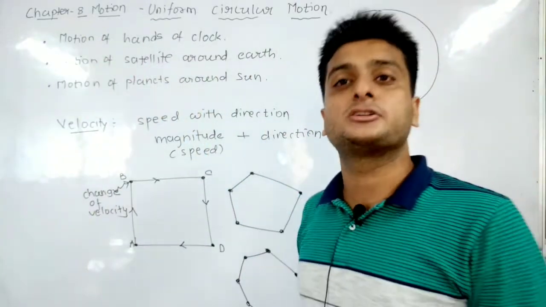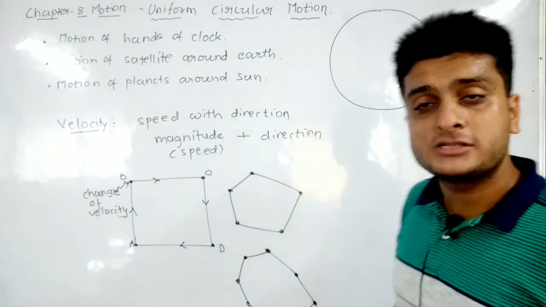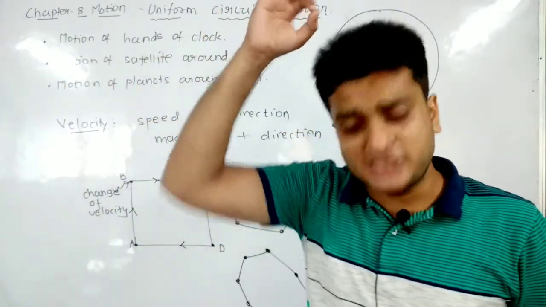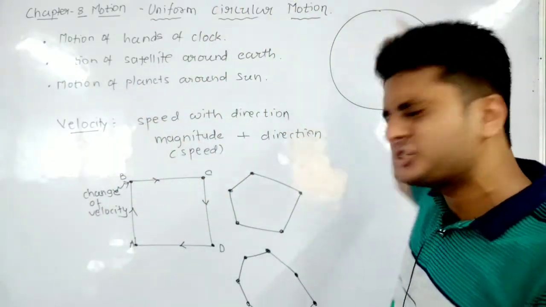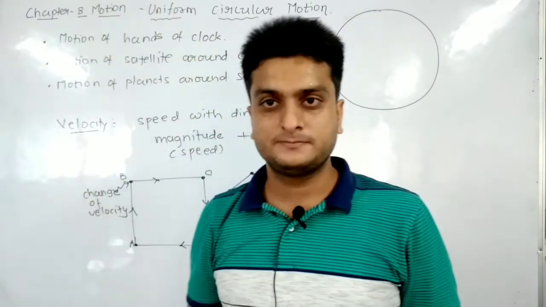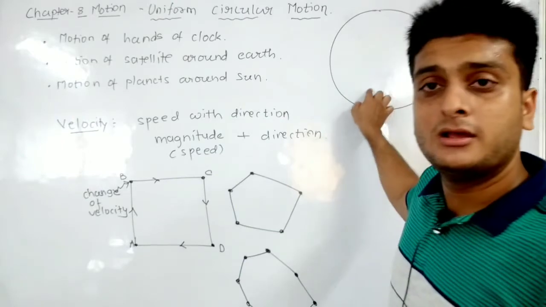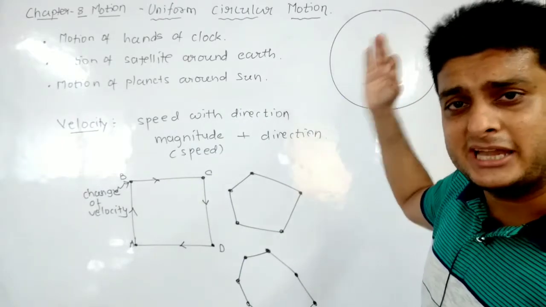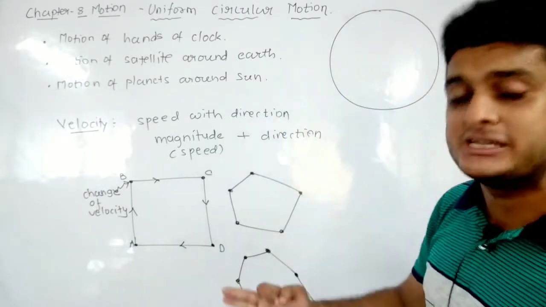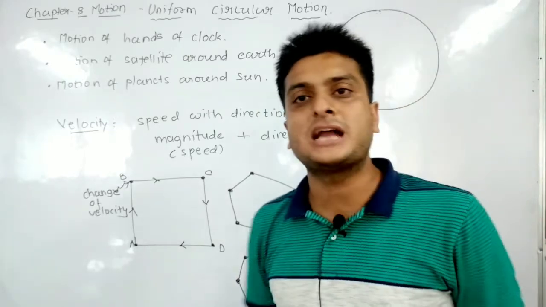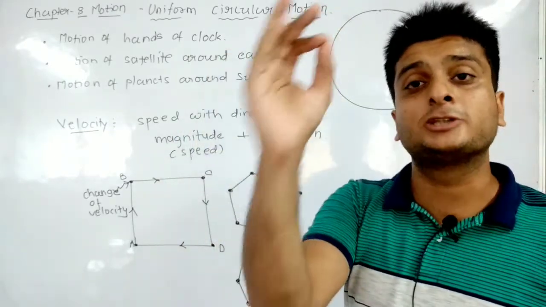You are changing the direction. Means when the object moves in a circle, the direction will change at each and every point. Means at each and every point there is an acceleration. Is it clear? So whenever an object moves in a circle, the direction changes at each and every point, means the velocity changes at each and every point. That means the motion is accelerated throughout.